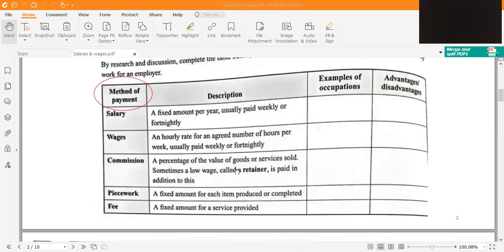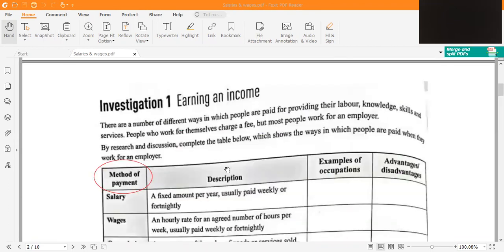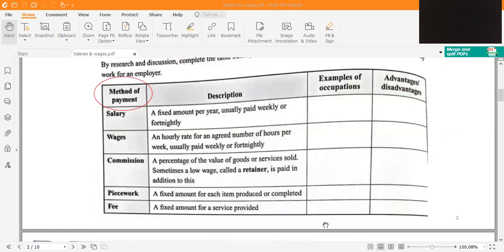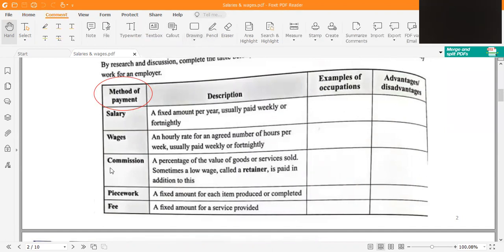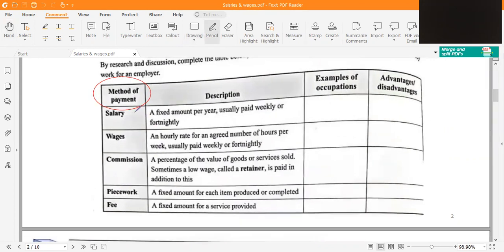First, salary and wages are methods of payment, because we have a number of different ways in which people are paid for providing their labor, knowledge, skills, and services. Each method of payment, like salary, wages, commission, piecework, and fee, has advantages and disadvantages. So in this session, we'll explain what we mean by salary and wages.